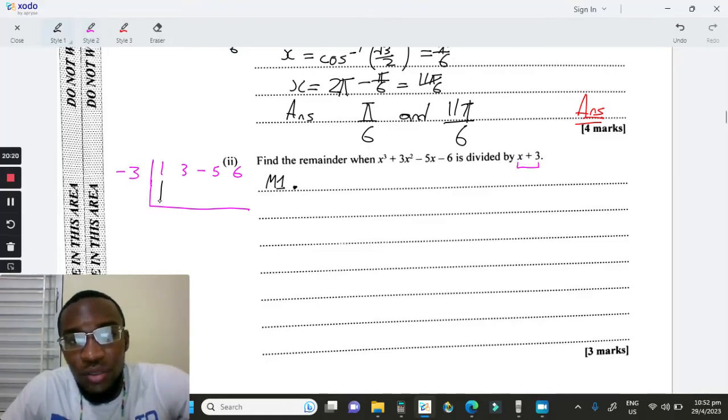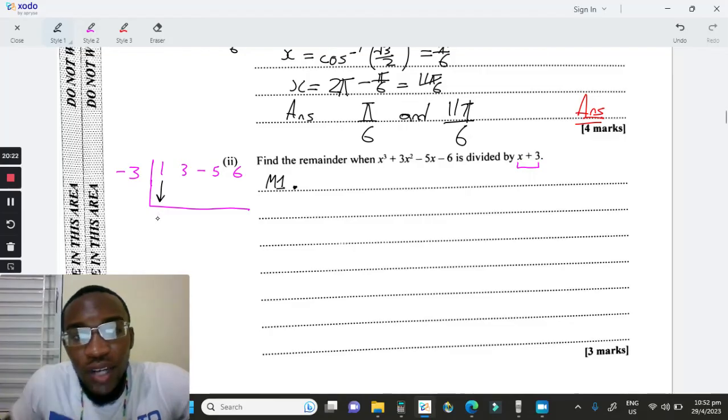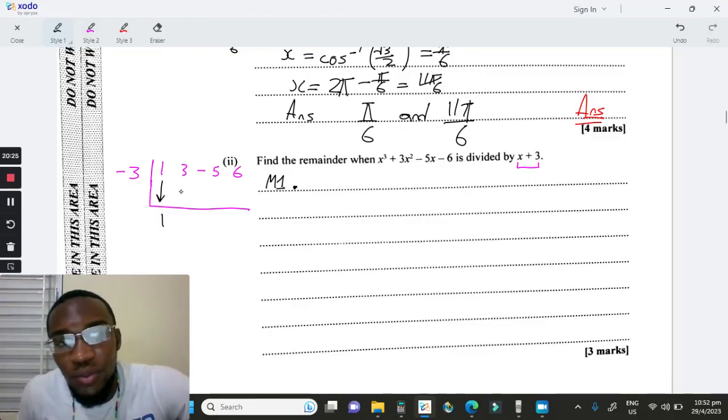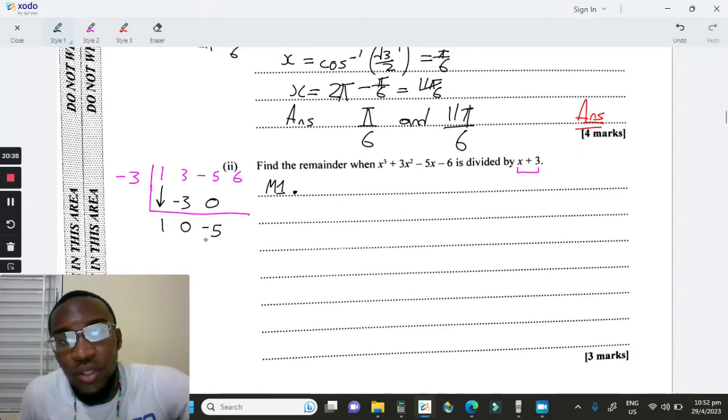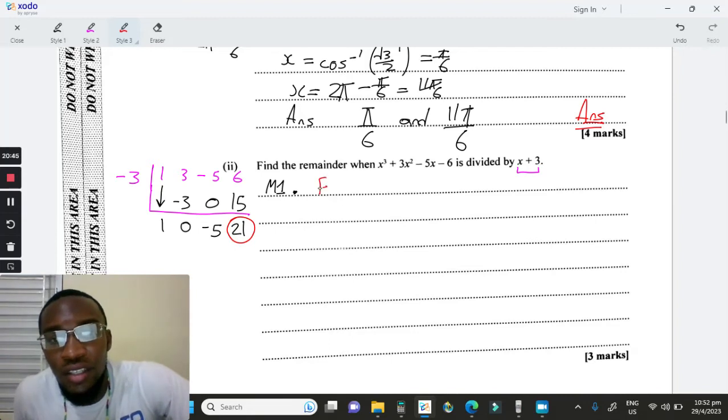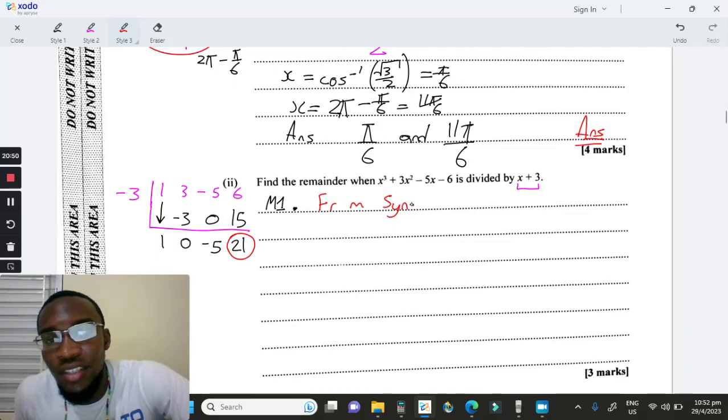So the first thing you do is bring down the 1, and that leaves 1. Negative 3 times 1 is negative 3. Then we add them, we get 0. Then we multiply, we get 0. Then we add them, we get negative 5. Then we multiply them, we get positive 15. Then we add 6 and 15, we get 21. What this is saying is that from synthetic division, the remainder is 21.